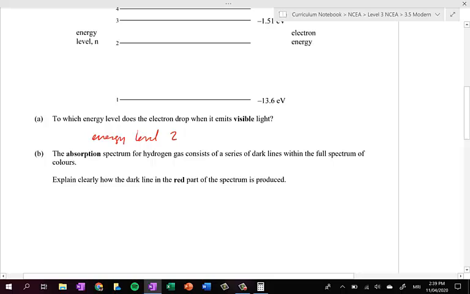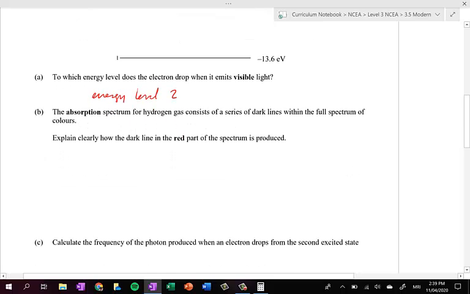The absorption spectrum for hydrogen gas consists of a series of dark lines within the full spectrum of colors. Explain clearly how the dark line in the red part of the spectrum is produced. Okay, so to answer this question, I'm going to give a short answer.